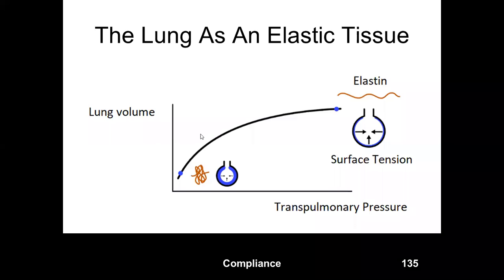So initially, you have this lung volume at this transpulmonary pressure. As the transpulmonary pressure increases to this point, you have a bigger lung volume.